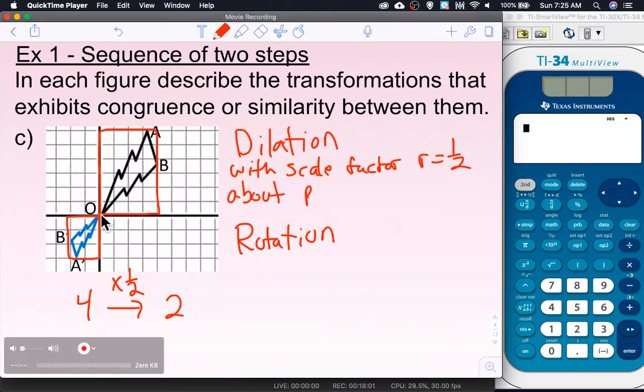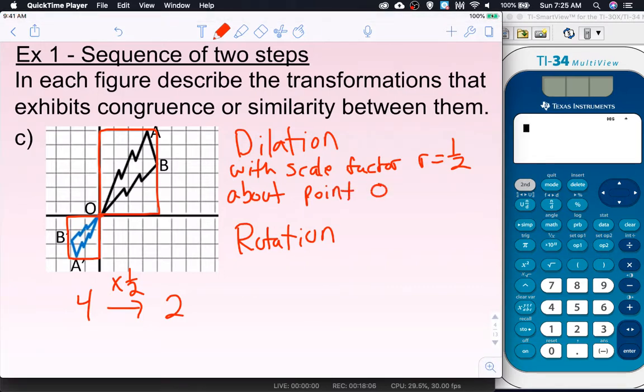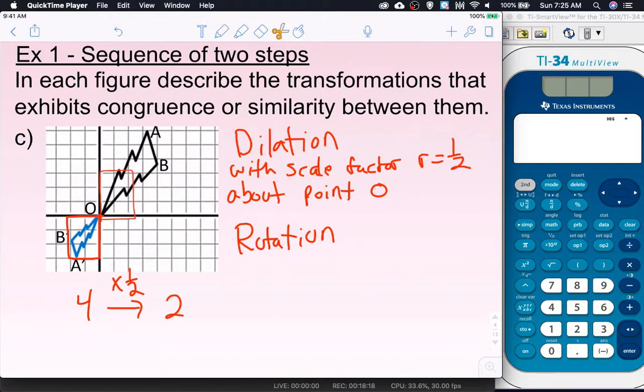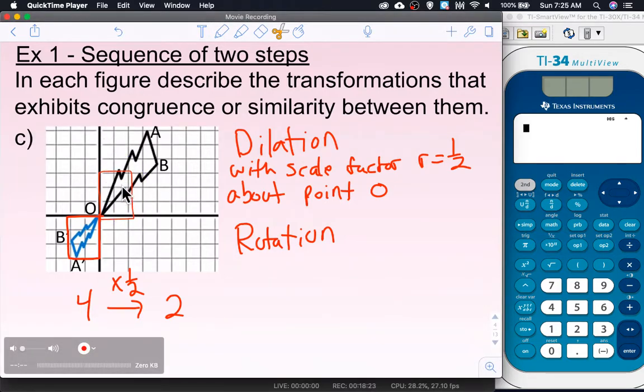Dilate about point O. Okay. That is our dilation. So now we took this lightning bolt and we shrunk him. He now looks like that, sort of. Okay, I can't actually shrink the lightning bolt, but I can shrink the rectangle around him, so it looks like that. Now we need to do that rotation.